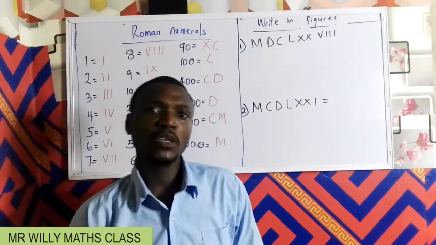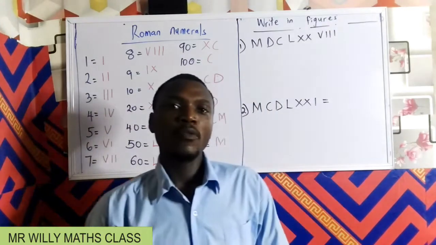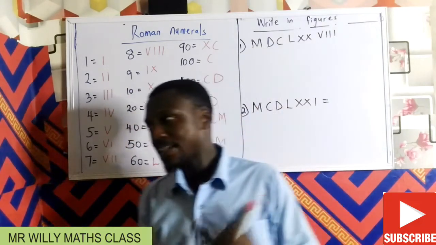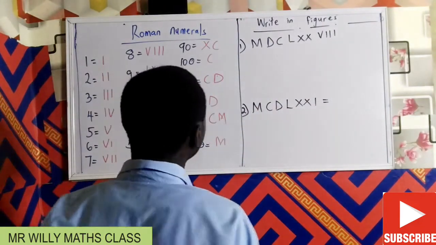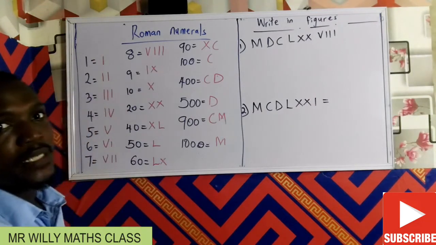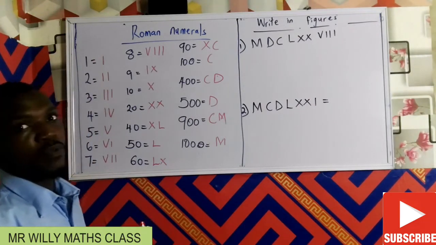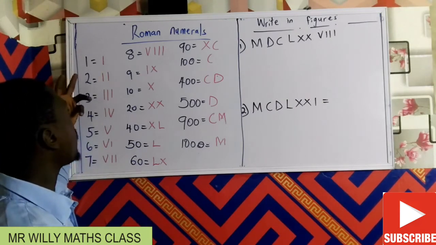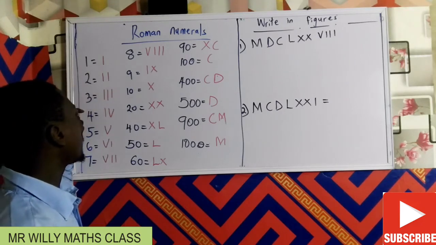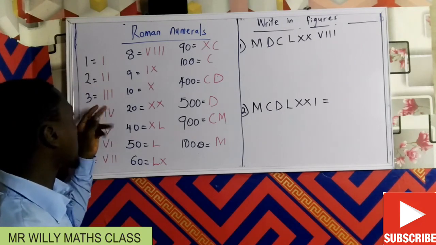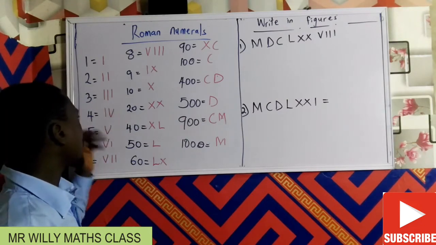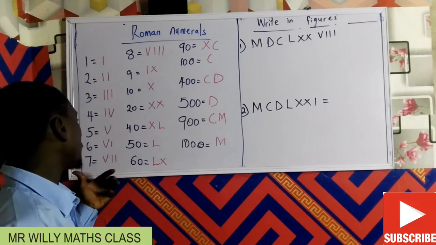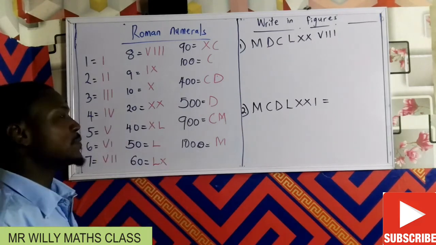Welcome to today's class. In today's class, we'll be talking about how to write Roman numerals and how to convert Roman numerals into Indo-Arabic figures. In the previous class, I explained that Roman numerals are represented with capital letters of the alphabet. One is I, 2 is II, 3 is III, 4 is IV, 5 is V, 6 is VI, and so on up to 1000. You can see that everything is represented with capital letters.